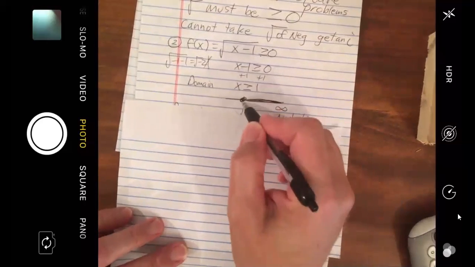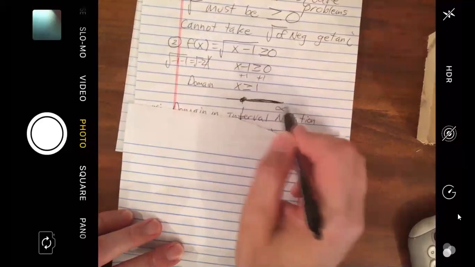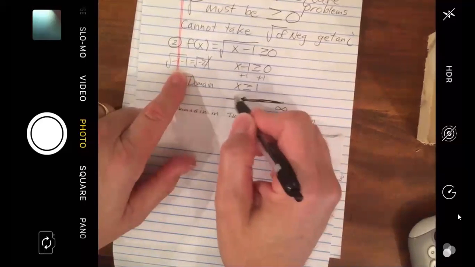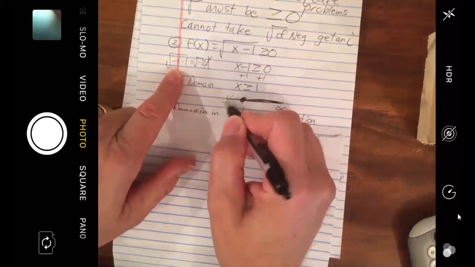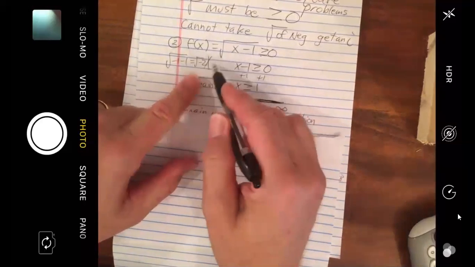You can graph that. You'd stick a closed circle on 1. And greater than, you're on this side. Can you see? You can't use negative 1 over here, or anything over here. Negative 1 minus 1 is a negative 2. Square root of negative 2 is an i.